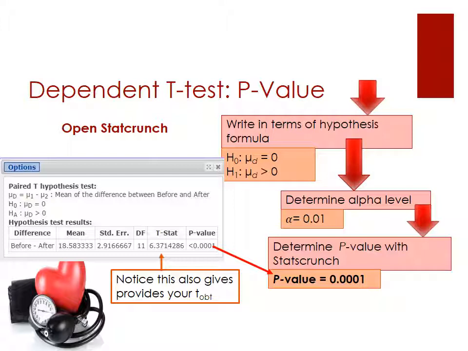Notice again that using the StatCrunch approach also gives me my t obtained. My t obtained will be 6.371. This can also be used for getting your t obtained when doing the critical value approach, but with that approach you're still going to have to look up your t critical value in your table for the comparison. So now I have my p-value of 0.0001, and what is my next step?